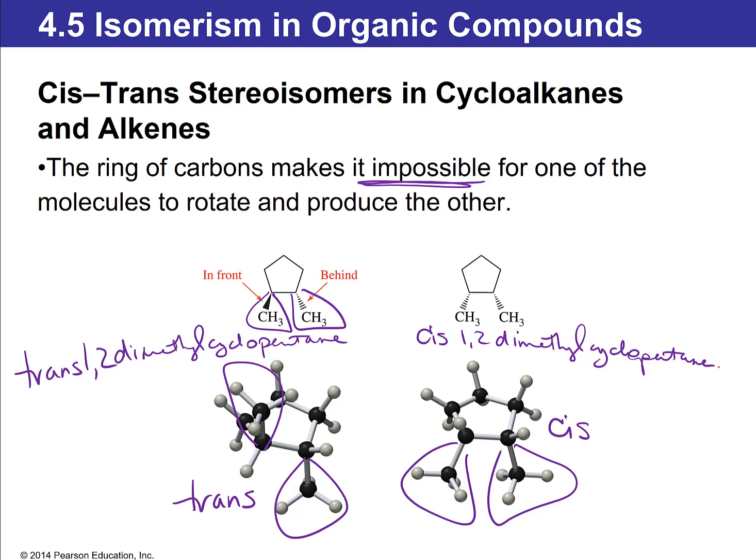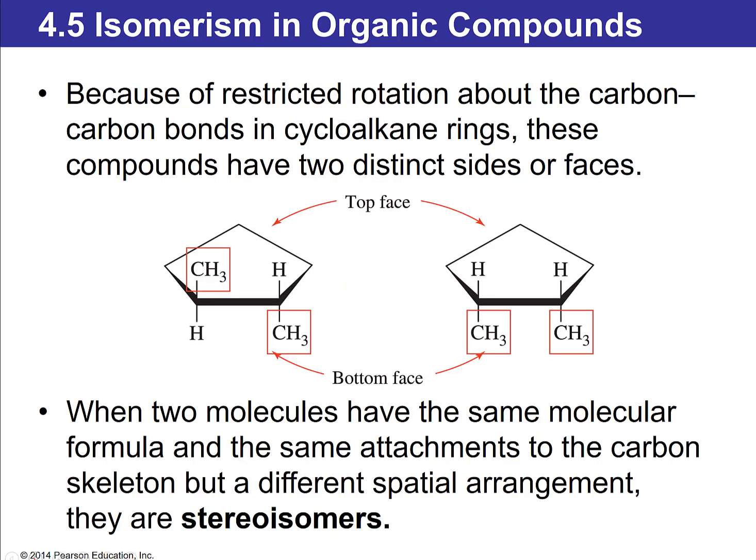Will it be drawn like that on the test? Yes, you will see it that way, because it's hard to see it otherwise. Now they do sometimes draw them like that, and so you'll see one sticking up and one sticking down. If you didn't have the wedge and the dash, you would see the methyl group sticking up and a methyl group sticking down. So that one on the left would be trans.